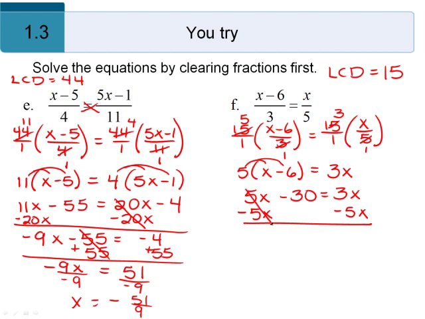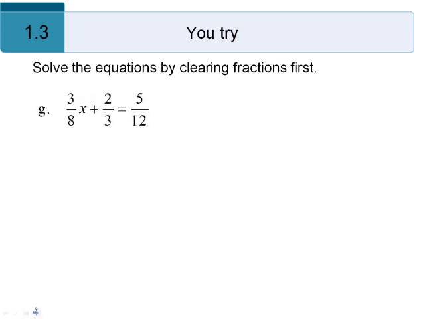So the 5x's are going to cancel. I bring down negative 30 equals 3 minus 5 would be negative 2x. Then divide by negative 2. So your variable is just going to be on the other side. Remain calm. It's fine. The 2's cancel and x is going to equal positive 15.